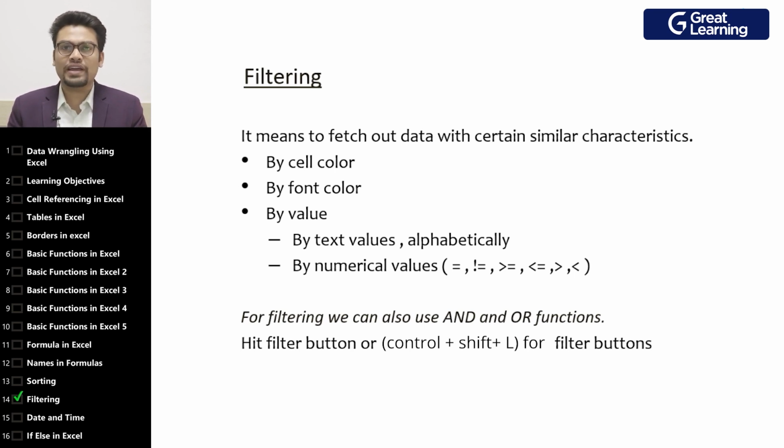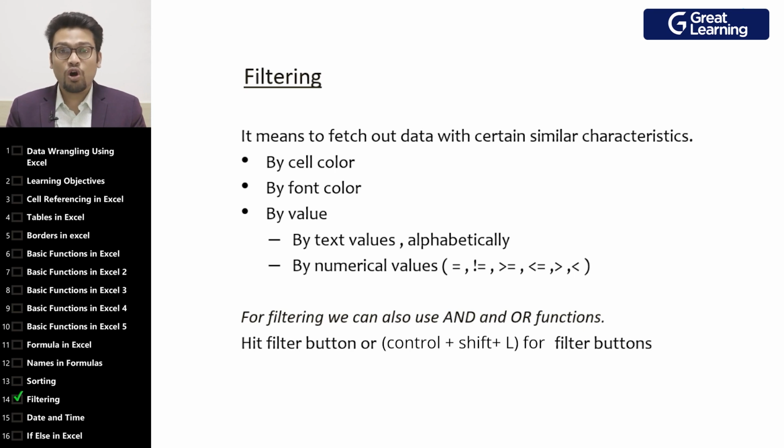You can either go by hitting the filter button which is there in your ribbon top menu, or else you can also select any particular column, right-click on your mouse, and then select the filter option which is right below your sort button.